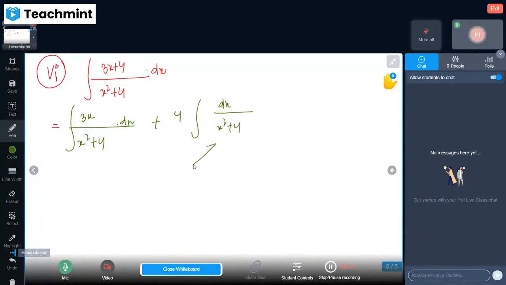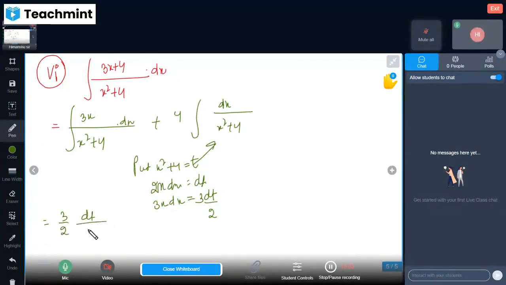So here we can use the tan inverse formula, but here there is an x in the numerator. So we can put x square plus 4 as t. So 2x dx is equal to dt. So 3x dx can be written as dt by 2 into 3, that means 3 by 2 of dt. So write it as 3 by 2 of dt by t.